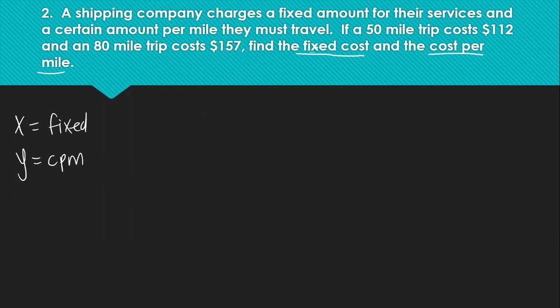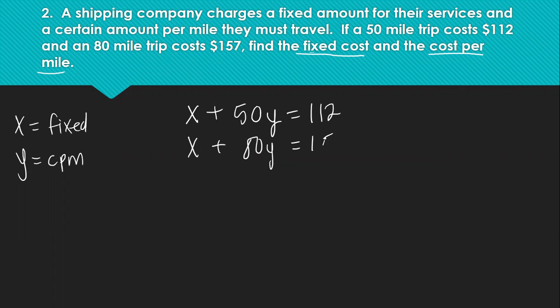So it says one trip. So no matter what, because it's a fixed cost, they're going to pay that, right? Plus how many miles they travel, and then the cost per mile. So our first equation is x plus 50y equals 112. The next person also had to pay the fixed costs, but they traveled how many miles? 80, and their bill was 157.